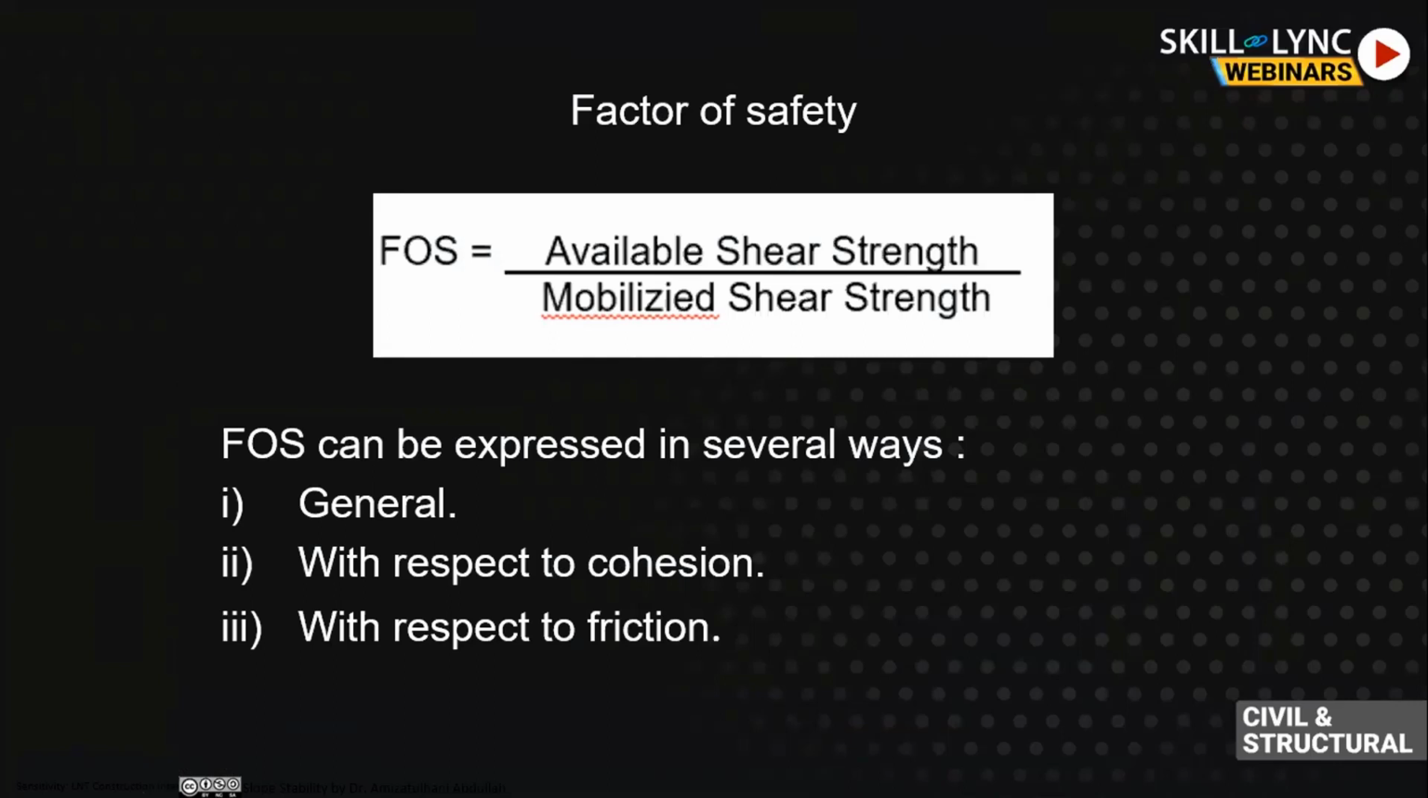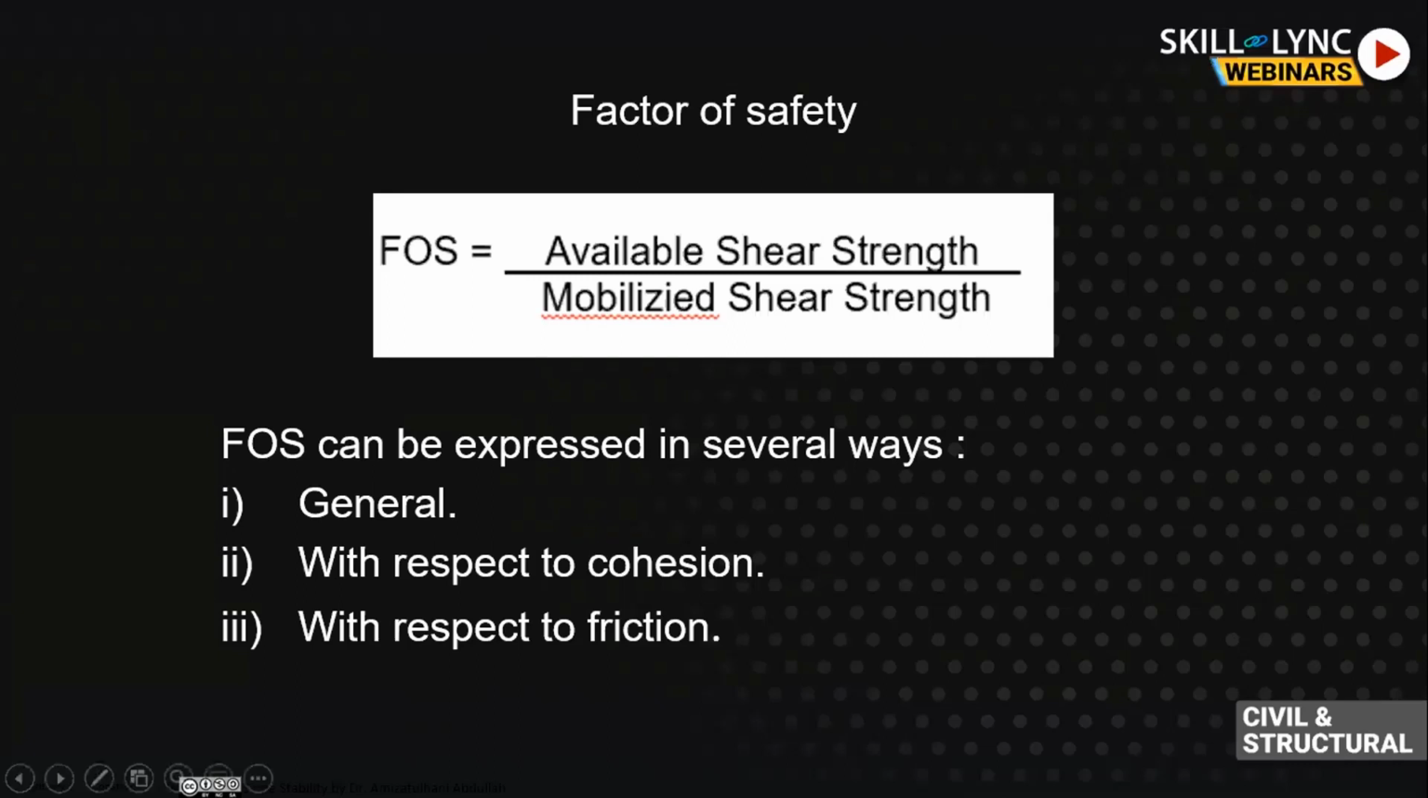In a layman's definition, factor of safety is equal to the available shear strength, or resisting strength, divided by the destabilizing forces. Or, in a further simplified definition, factor of safety is equal to the shear strength of the soil divided by the stress developed in the soil, the destabilizing stresses. So we can express our factor of safety in various ways.